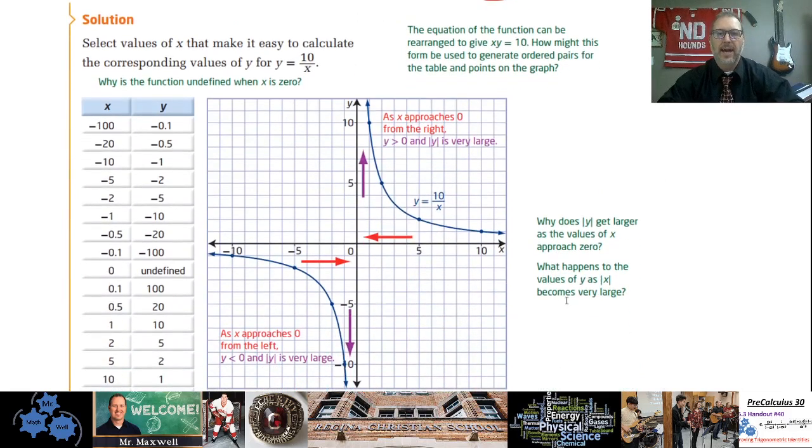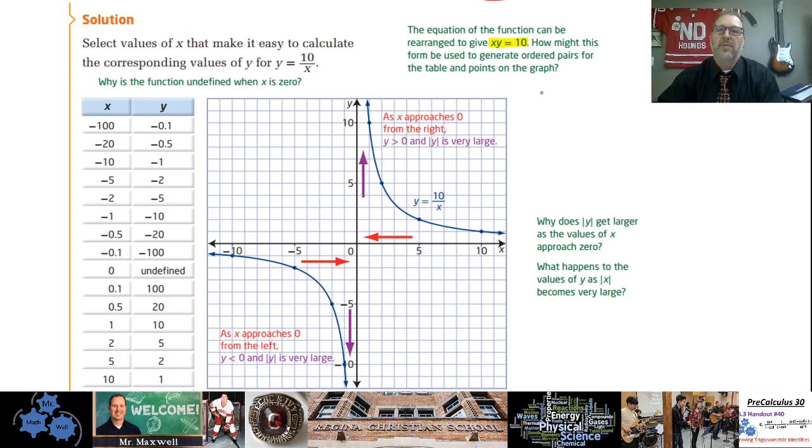If we take a look at a graph of y equals 10 over x, this is what the graph looks like in blue. Now you should know this. Let me help you think about it in a slightly different way. You can also think of this, if you multiply both sides by x, as x times y equals 10. That may help you in generating some points.